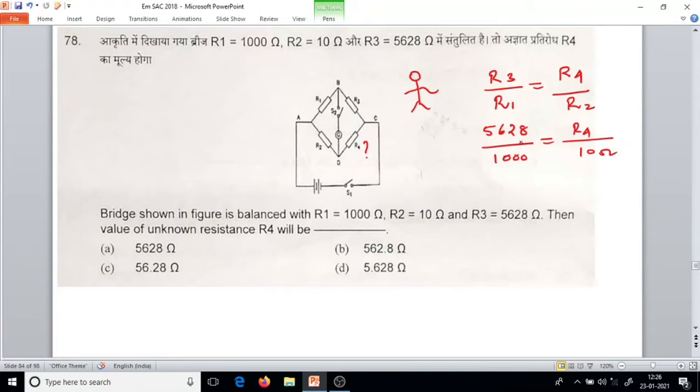Now both the left hand side and right hand side we will just multiply by 10. What happens? This 0 cancels. Both sides we can multiply by 10. So now what is R4? R4 equals 56.28 ohm. So the answer is option C.